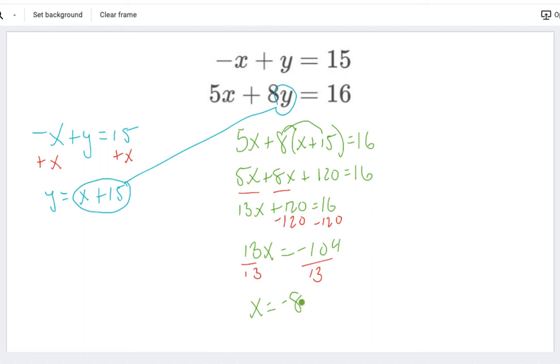All we need to do now is plug negative 8 in for x and then solve for y. We know that y is just x plus 15. So if I plug negative 8 in for x, y is negative 8 plus 15. So y has to be 7. Again, to check this, we just plug 7 in for y and negative 8 in for x, and both of these equations should be true. So negative 8, comma 7 is your solution.